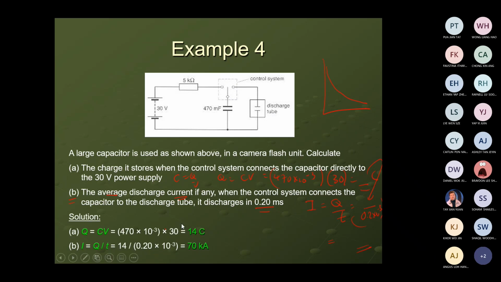The charge Q equals CV. The current is Q over T, so you get about 70 kiloamperes of current flowing through the capacitor. The current is quite huge, so the brightness becomes quite high in a short period of time. It's a flash. You get the flash.